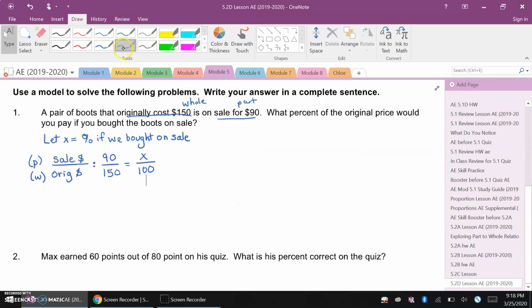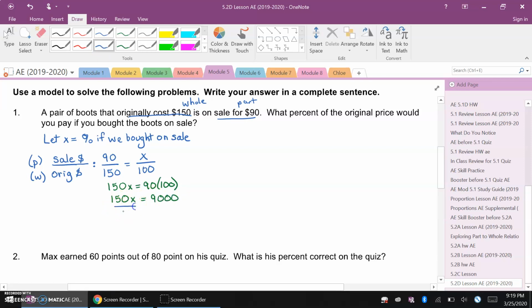And now we're going to go ahead and use our butterfly method, and we're going to cross multiply. So we have 150 times X equals 90 times 100. Again, the order doesn't matter there. You can put the 100 in front of the 90 if you like. We have 150x equals 9,000 once we punch that into our calculator.